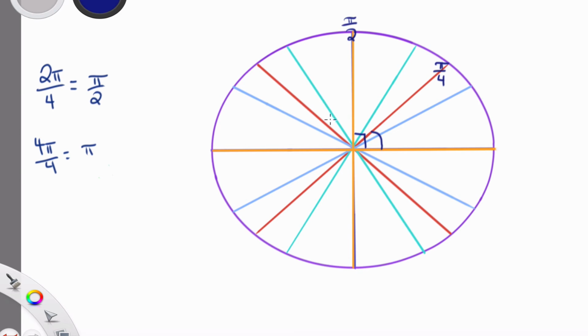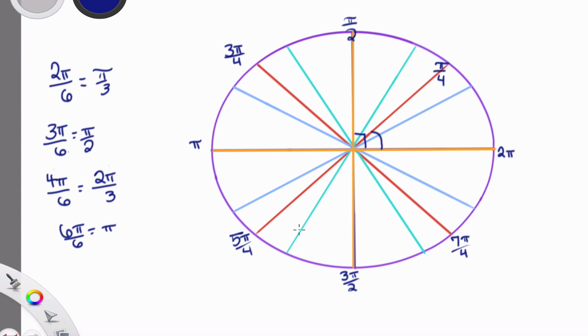In the same way, the next one will be 3 pi over 4. The next one will be 4 pi over 4, and I reduced this one over here. This is the same as pi, and so on. I filled in the bottom of our unit circle the same way as I did the top. Now I will show you how to fill in the multiples of pi over 6.